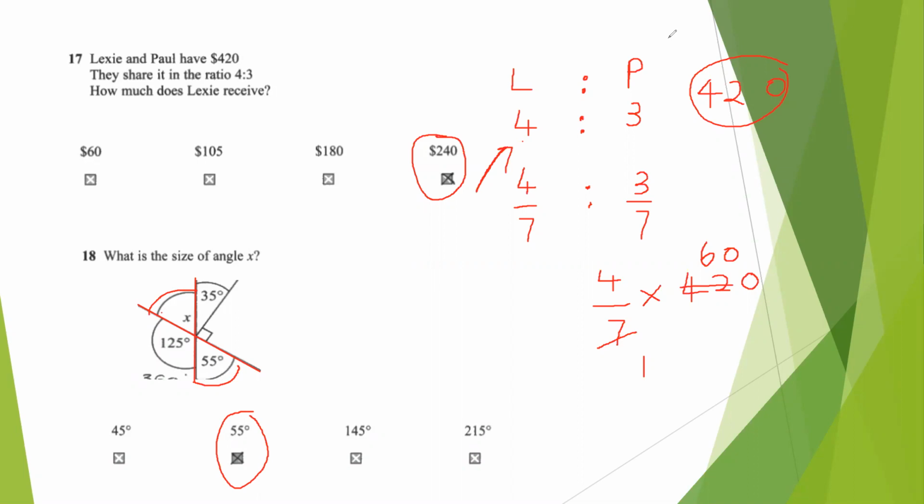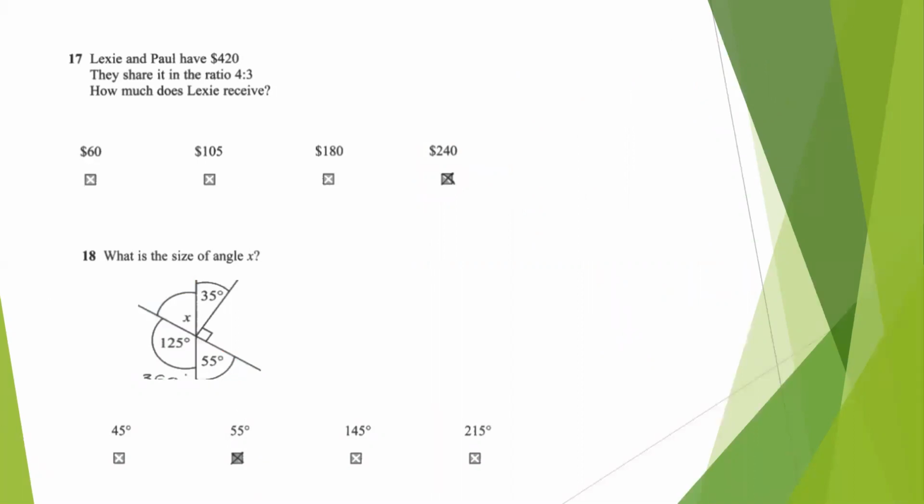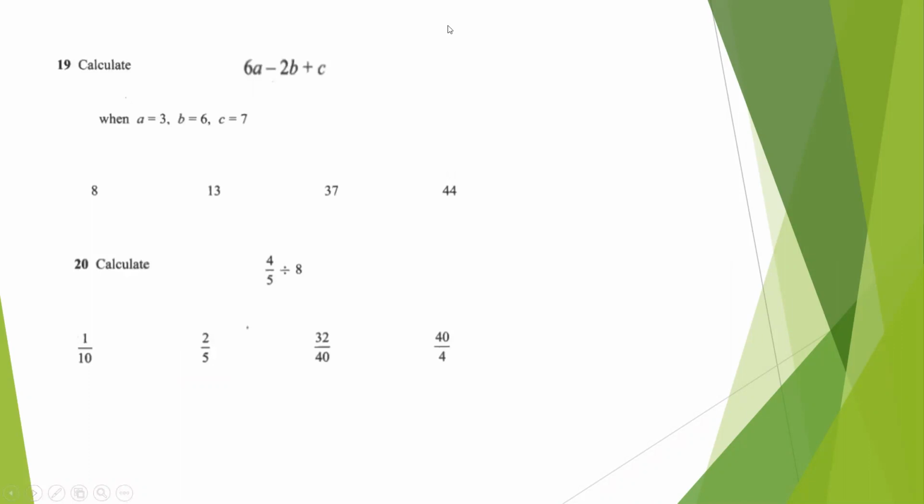Let's move to the last 2 questions. Right. Now, in the 19th question, they ask you to find the value of this, and they have given the values of A as 3, B as 6, and C as 7. Right. We'll substitute. 6 times A, it's 3, minus 2 times, instead of B, I have used 6, and plus C is 7.